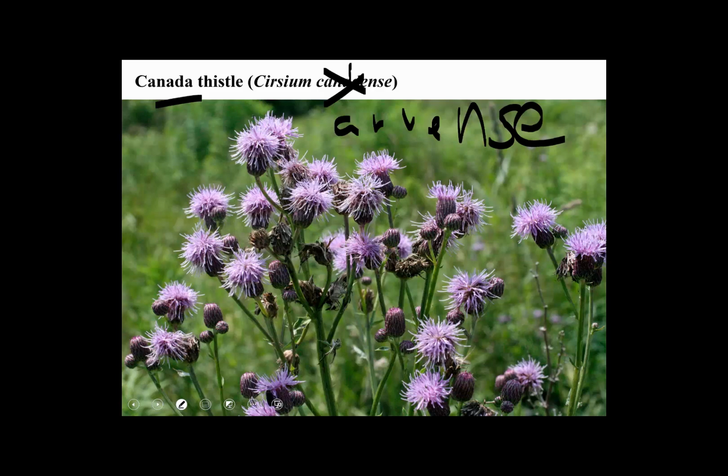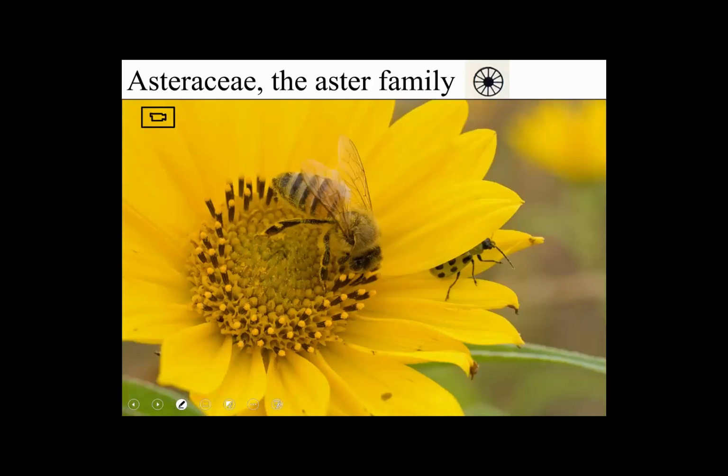Boo hiss, Canada thistle. So, to summarize, Asteraceae: what looks like an individual flower is actually a head-like group of flowers, many small flowers packed into a really tight space. And here's Roger Tory Peterson's lovely little icon. And look at all those little facets, very descriptive of Asteraceae, the aster family.